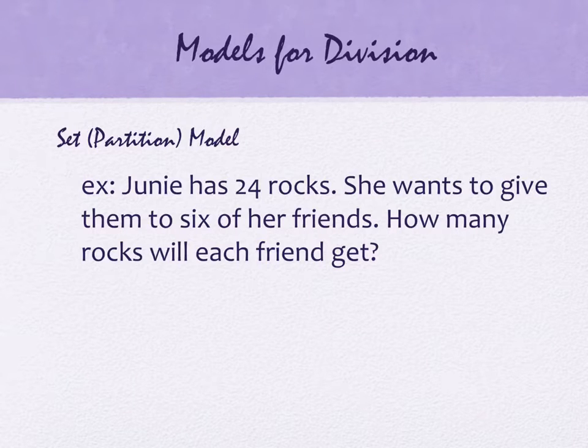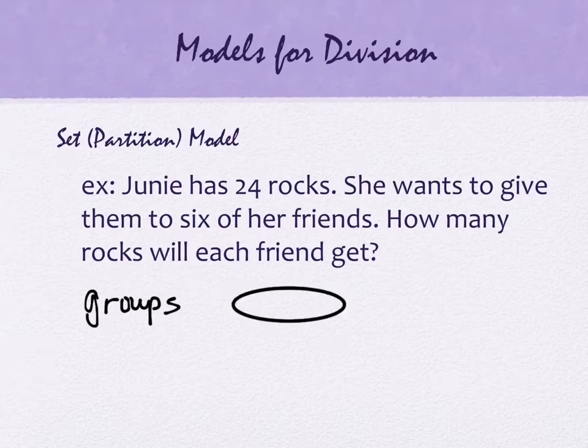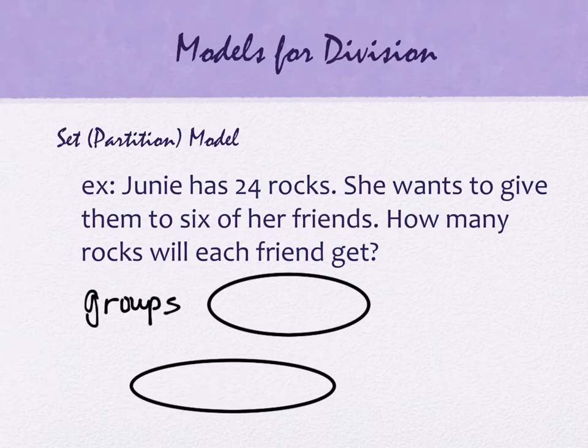So we've got Junie has 24 rocks. She wants to give them to 6 of her friends. How many rocks will each friend get? If we think about it from this perspective, what she can actually do is make 6 groups. So we're doing these 6 groupings here, kind of like our groups of friends.